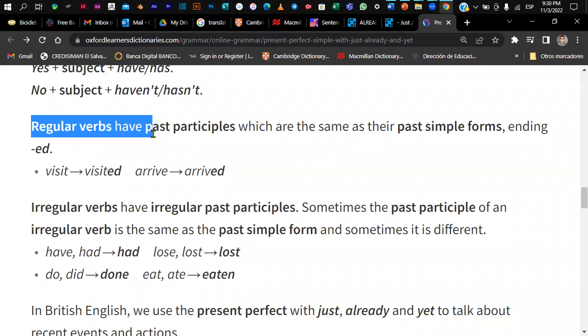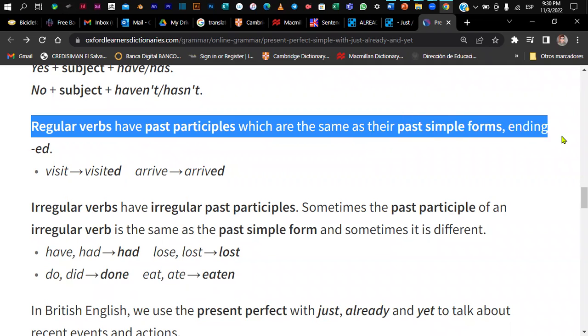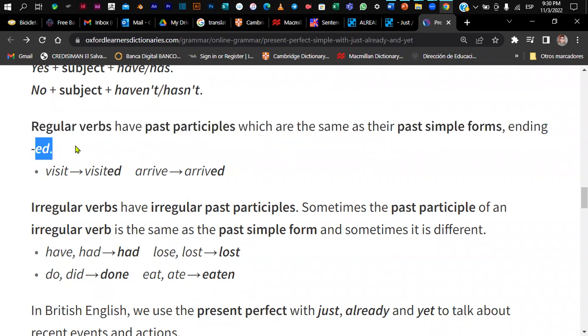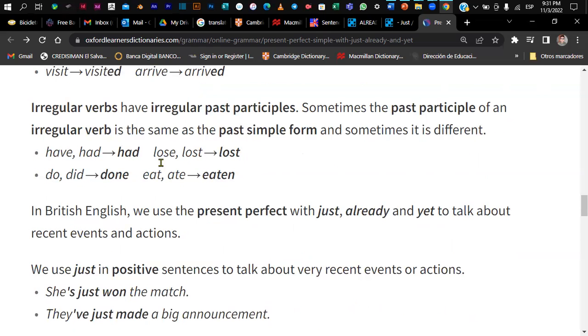And it says: Regular verbs have past participles, which are the same as their past simple forms, ending in -ed. Okay. If you remember, I told you some classes ago that the participle of the regular verbs is the same as the simple past. Visit, visited. Simple past and the participle don't change. Arrive, arrived, with D. Right.